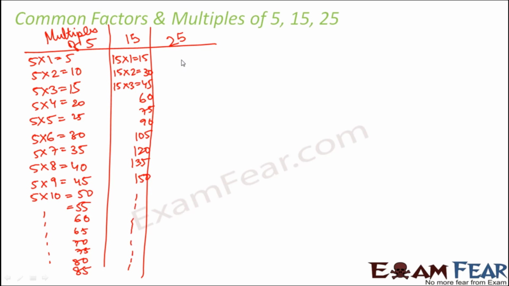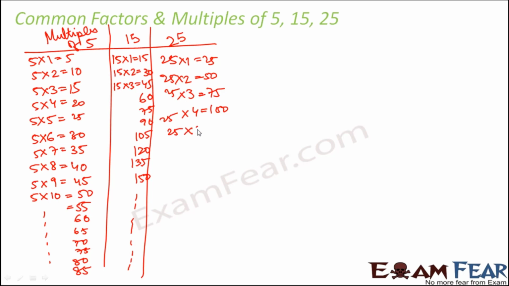Again, when you write down the multiples of 25, it starts with 25 into 1, which is equal to 25. Then 25 2s are 50, 25 3s are 75, 25 4s are 100, 25 into 5 is 125. 25 into 6 is equal to 150 and so on.